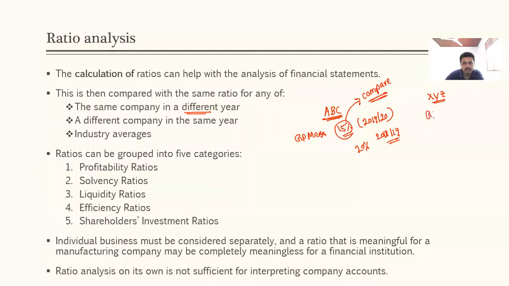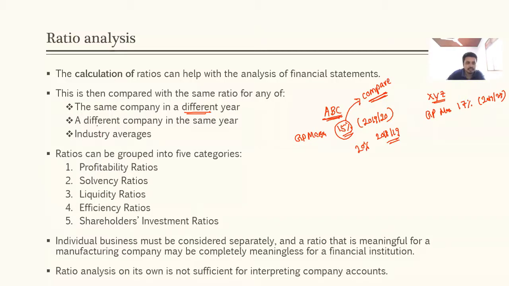And XYZ has recorded a GP margin of 17% in year 2019-20. Again, we can compare. Okay, they have performed better than us. So what have they done better, right? What can we do further to improve this margin? We can compare and make some decisions, right?